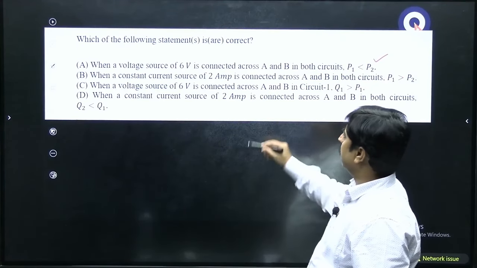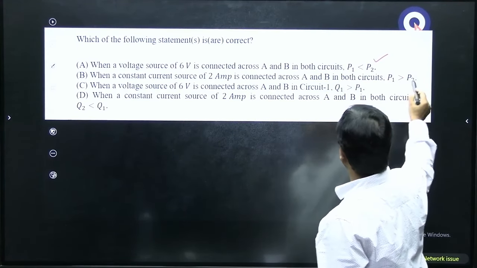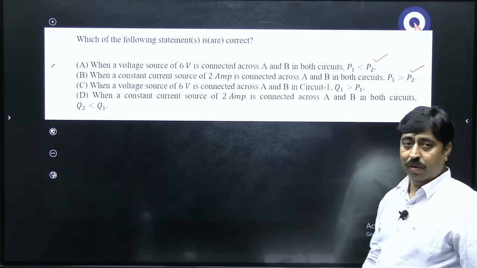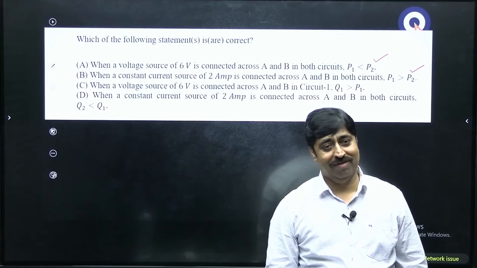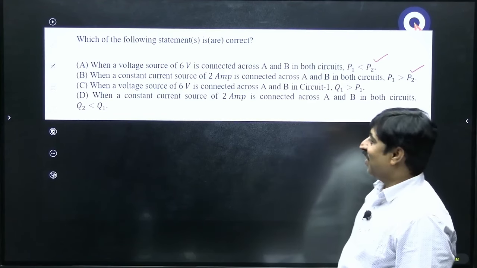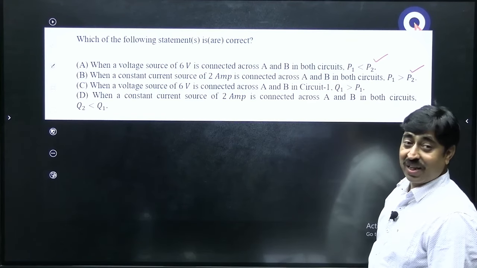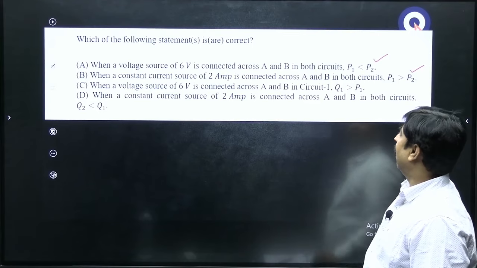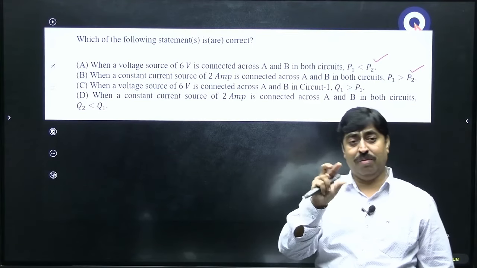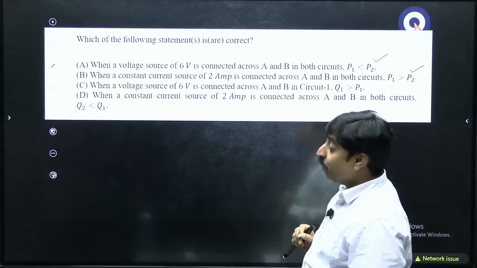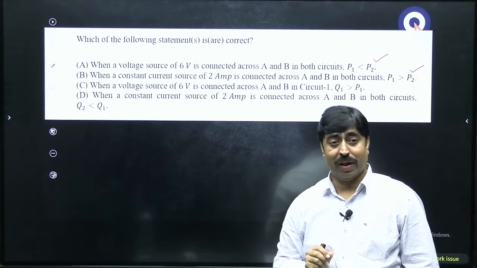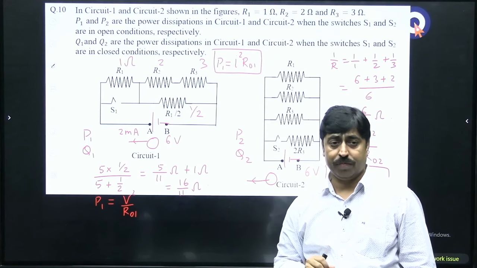Now, what does the statement say? When a constant current source is added, P1 is greater than P2. So, this appears to be a correct statement. Now, look at the third option. Again, a 6 volt source is added, and we have to make a comparison of Q1 and P1 actually. So, what exactly is Q1?